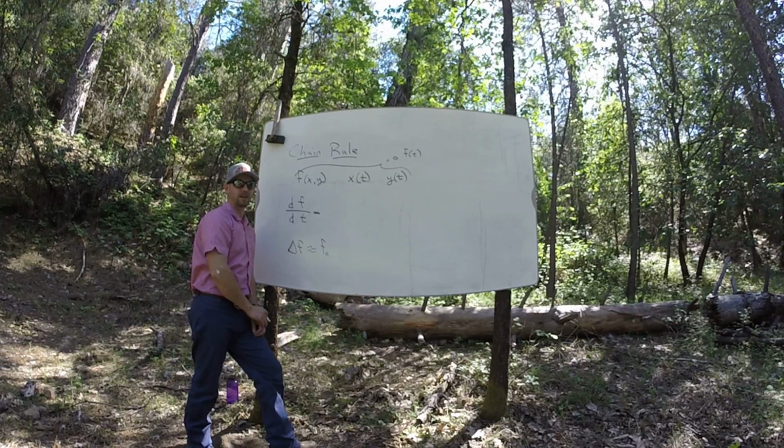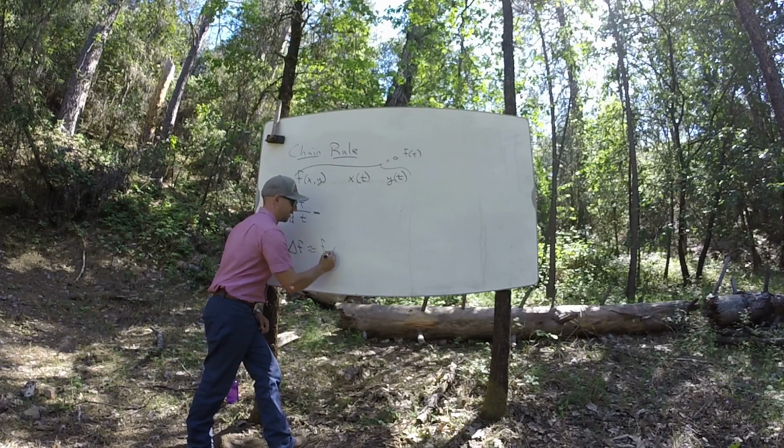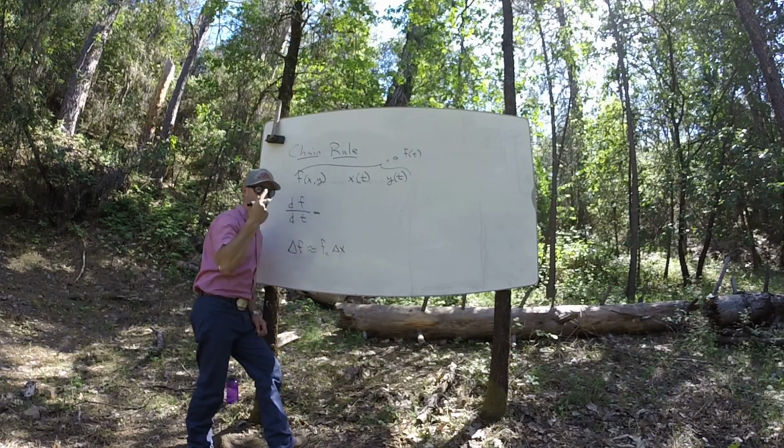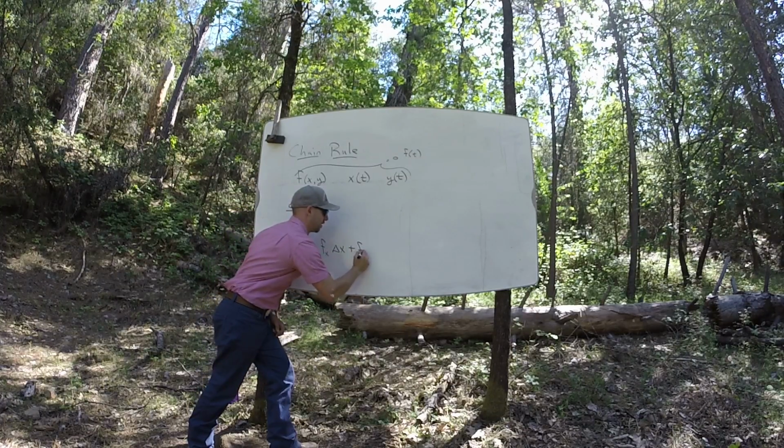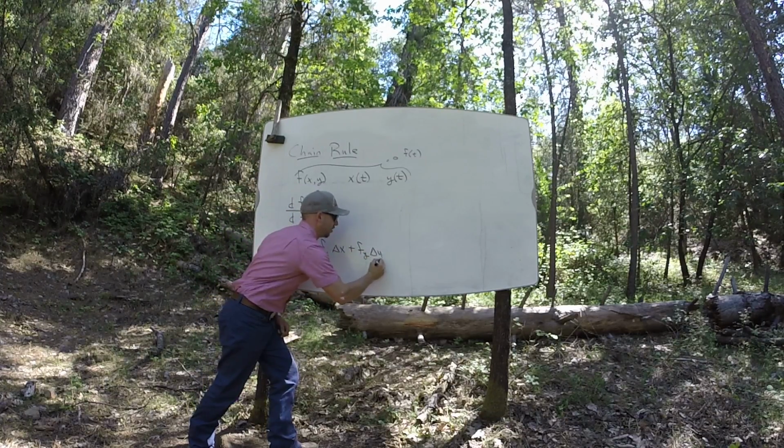So the slope in the x direction, and the slope in the y direction. Times the distance you went in the x direction, delta x, and then plus the slope in the y direction times delta y.